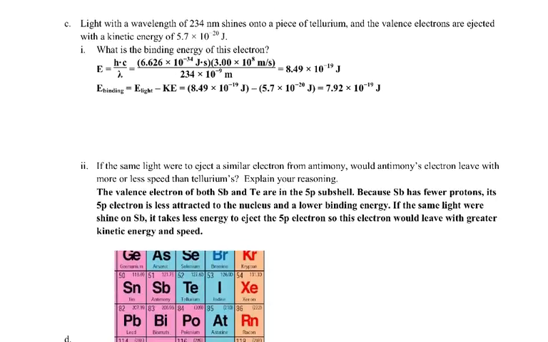Okay, now we want to go back and say, okay, the light from a wavelength of 234 nanometers shines onto a piece of tellurium. The valence electrons are ejected with a kinetic energy. What's the binding energy of this electron? So what we're saying is, if we had a piece of metal and we shine photons of light on there, we can eject the electrons, okay, photoelectrons, and they take some energy to eject those electrons, and the leftover energy is going to be their kinetic energy.